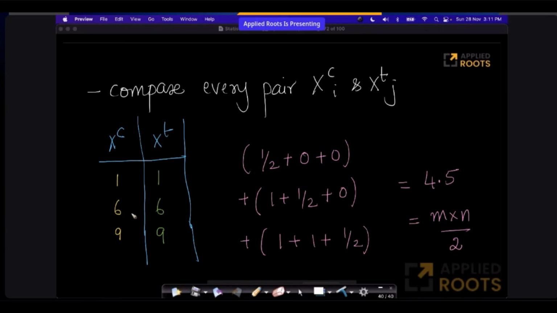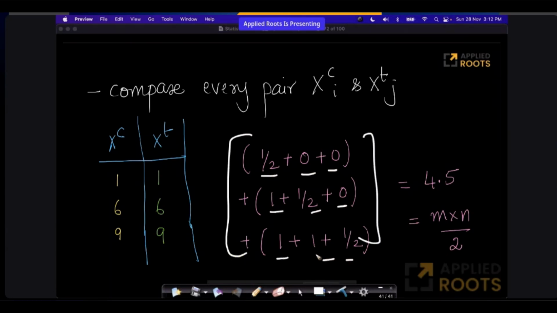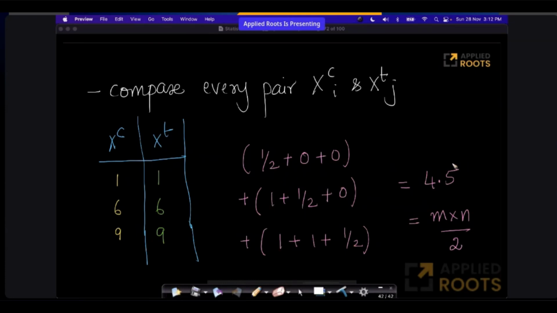Because these values and these values are exactly the same, look at it. How many values will you get? You got a half here. If you think of this as a matrix, half, half, half. This is 1, this is 1, this is 1, and the rest everything will be 0. If you think of this as a matrix of 9 entries, because these values are exactly the same, the lower triangular matrix values are 1, the diagonal entries are half, and the upper triangular is 0. So the actual value that you'll get is 4.5.